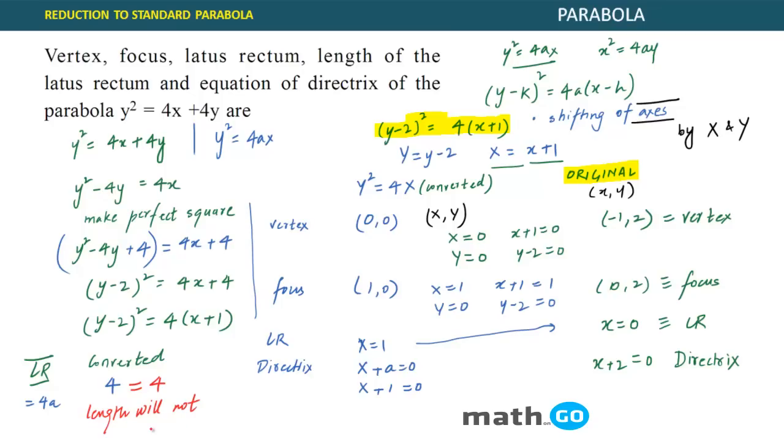So the length of LR will be the same for both of them, right? What will change is only the coordinates. So if whatever you are trying to find involves coordinates, that will change. For example, the equation will change because it involves the coordinates, but the length will not change. So LR will be the same for both of them. By LR here I mean the length of LR, right? That will be the same for both of the parabolas.